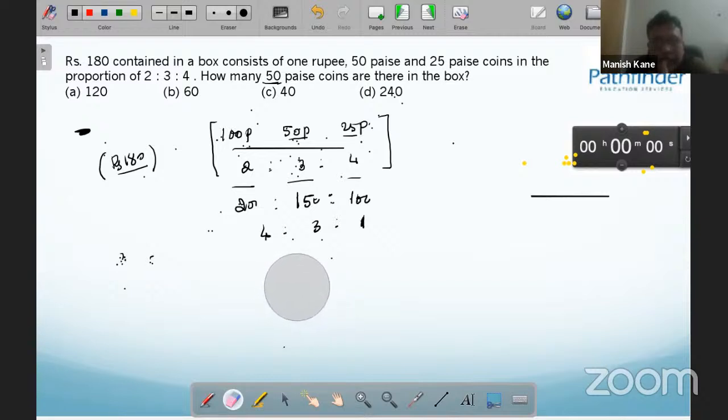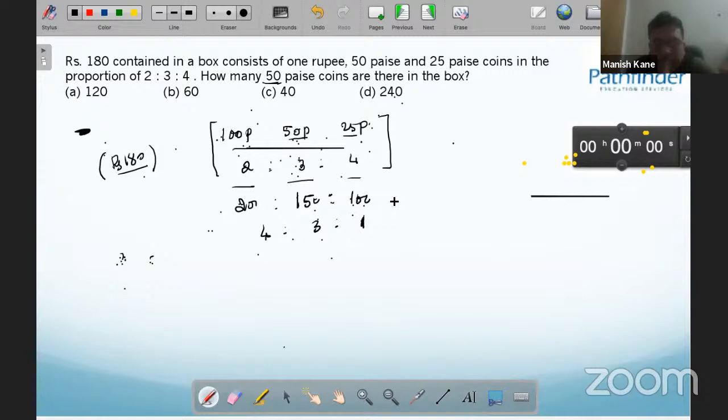2 is to 3 as to 4, so 200 as to 150 as to 100. Oh, I have made a mistake here. So the ratio is 4 is to 3 as to 2. So what is the share of 50 paisa coins? So the share of 50 paisa coins is 3 by 9 multiplied by 180, and which is nothing but 60 rupees. So you have 60 rupees in the form of 50 paisa coins, which means you must have 120 coins in all.